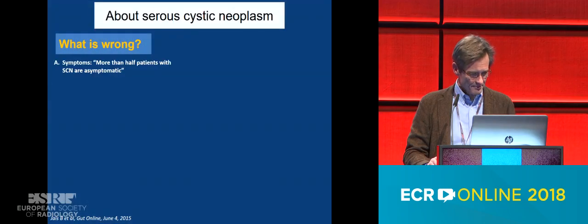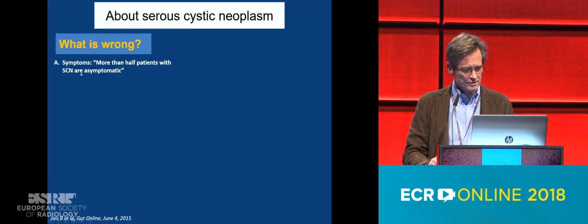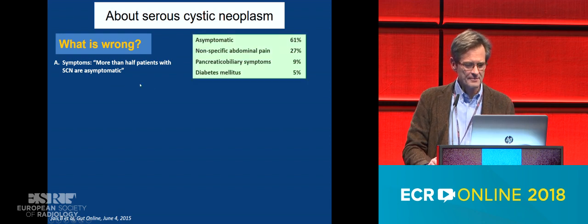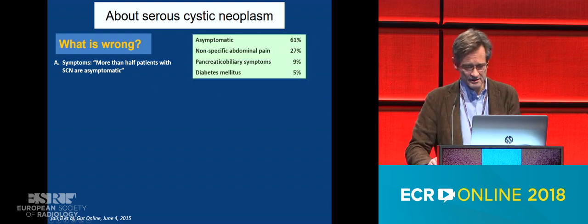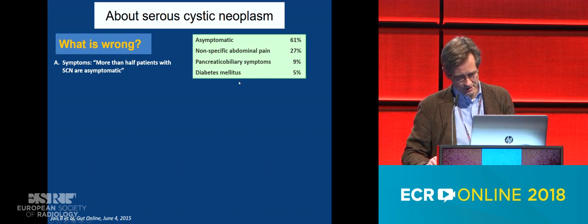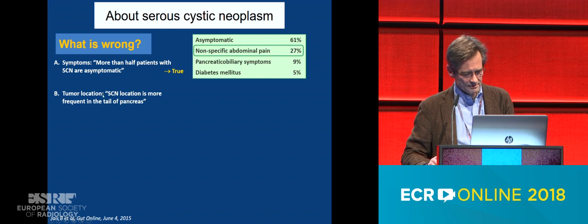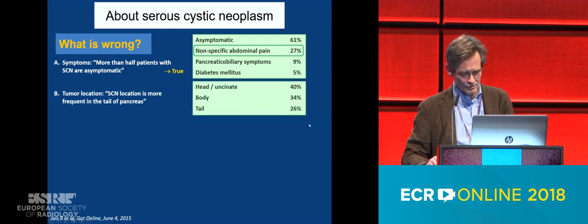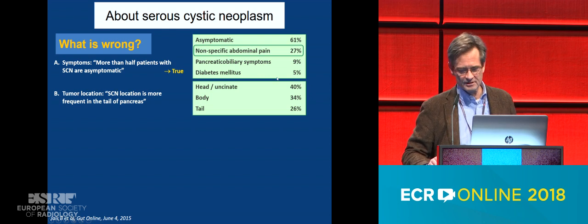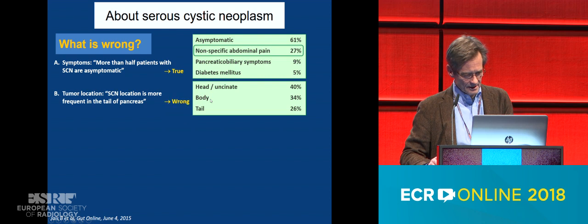Okay, let's look at it. So, more than half of patients with SCN are asymptomatic. This is true, 61% are asymptomatic. You have the list of the other symptoms and the frequency of these symptoms, so true. B, tumor location in the tail of the pancreas. As you most probably know, the majority of serous cystadenomas are located in the head and the uncinate process of the pancreas, 40% compared to the body and tail. So this was wrong.